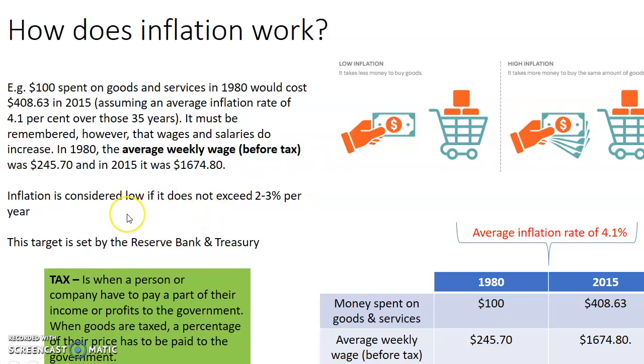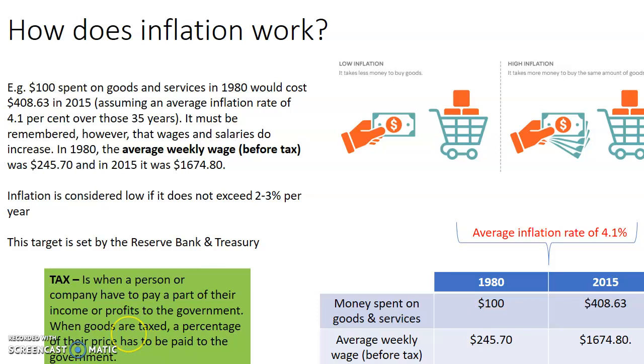Now, inflation is actually good for the economy if it is considered low, if it does not exceed 2 to 3% per year. Okay, so if it is not exceeding 2 to 3% per year, it is a good sign that our country is going well, our economy is working properly. However, if the inflation is increasing from say 4%, 5%, 6%, or maybe 10%, then that means we need to do something to stop the inflation.